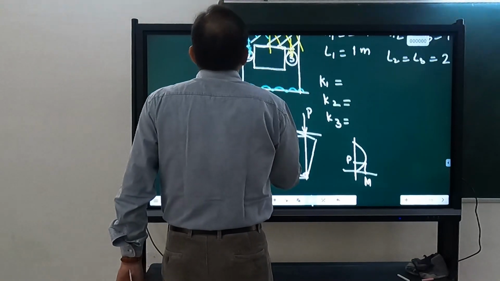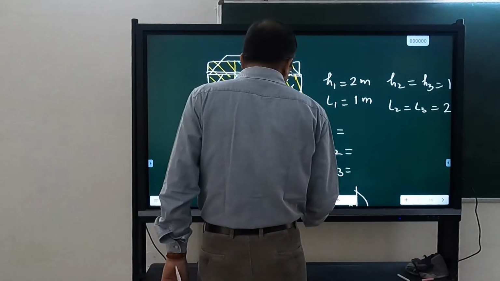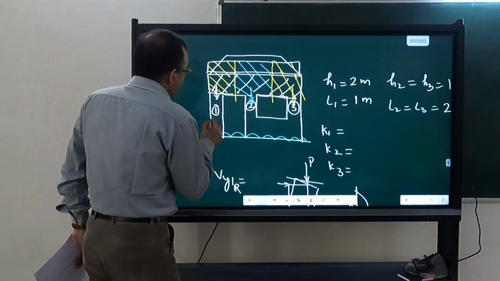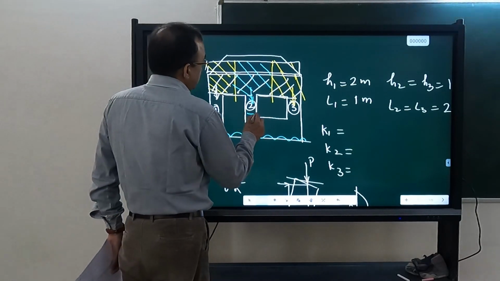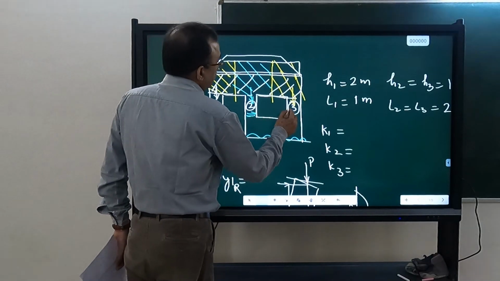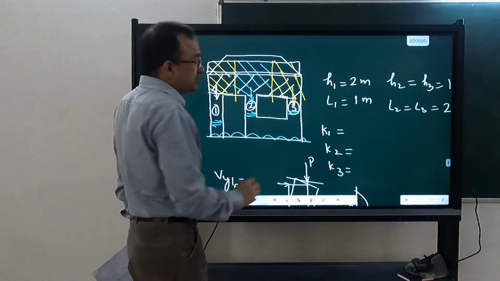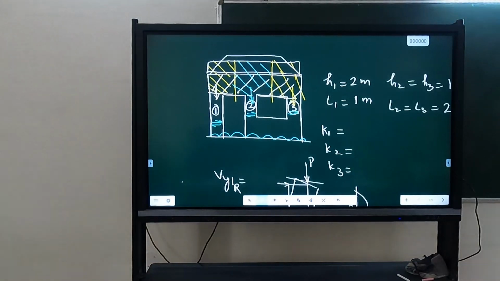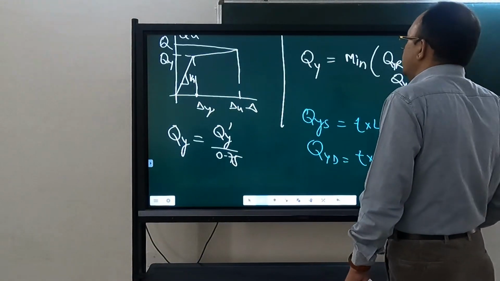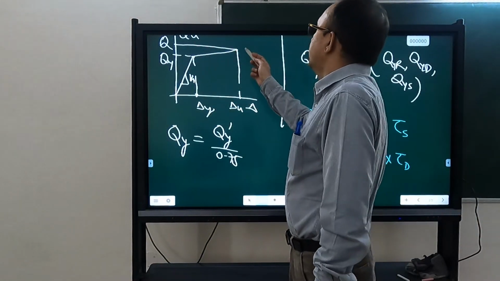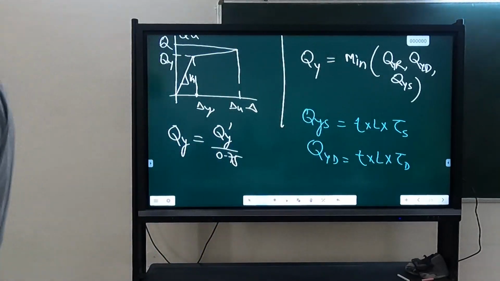For this wall, there are 3 piers. So we will calculate Q1 YS for this, Q2 YS for this, and Q3 YS for this. The minimum of these three will give us the yield strength Q_Y here. And then you calculate Q_U for the same mode for which the yielding is occurring.